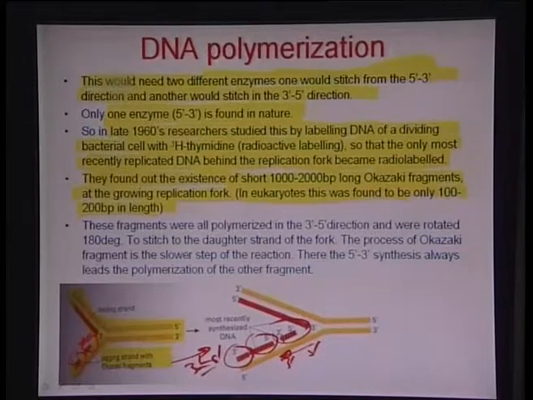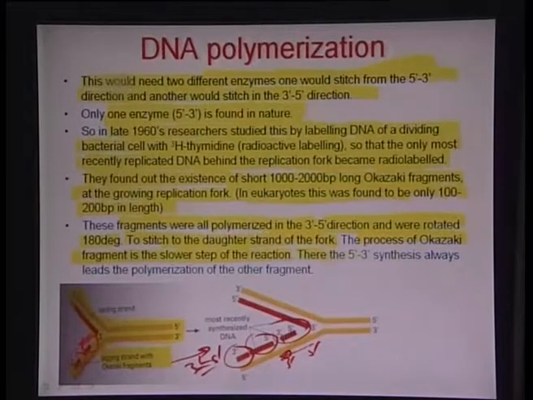So that is what Okazaki fragments are. In a nutshell, these fragments were all polymerized in the 5' to 3' direction, were rotated 180 degrees, and stitched to form the daughter strand of the fork. The process of Okazaki fragment formation is the slower step of the reaction, so it defines the overall reaction time as well.